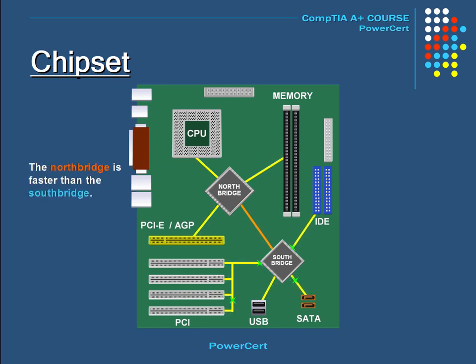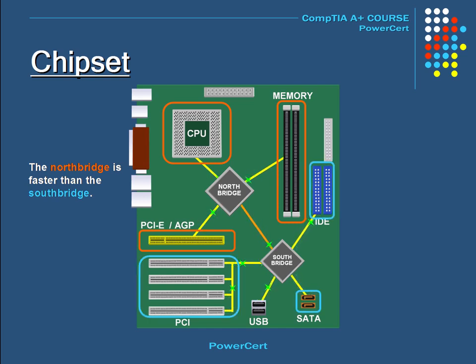The north bridge is faster than the south bridge, and that's because the CPU, the PCIe, AGP, and memory are the most used and most important components of the motherboard, so they need to operate at the highest speeds possible. The slower south bridge communicates with the PCI bus, SATA and IDE connectors, and USB ports, and they don't need to be as fast as the other components. So basically the higher speed components are connected to the north bridge, and the slower components are connected to the south bridge.